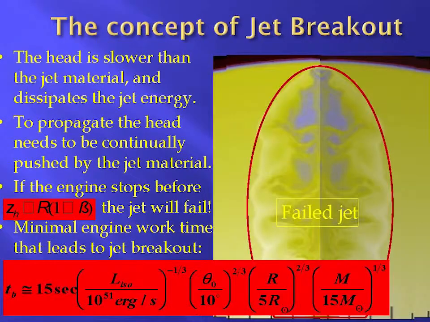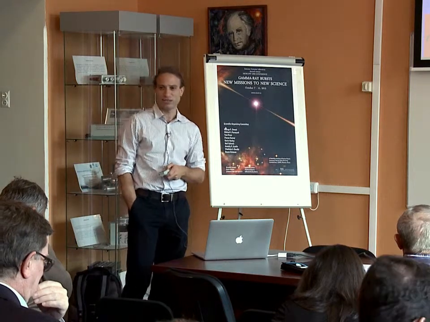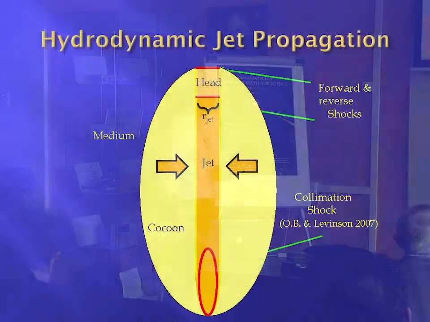If I plug a reasonable collapsar number into this expression, what I get is that for a jet with an isotropic equivalent luminosity of 10 to the 51 ergs, an opening angle of about 10 degrees, which is roughly the angle that we see in gamma ray bursts, a stellar mass of 15 solar masses and a stellar radius of about 5 solar radii, the minimum activity time, termed T breakout, is about 15 seconds. So this is what happens in a hydrodynamic jet.